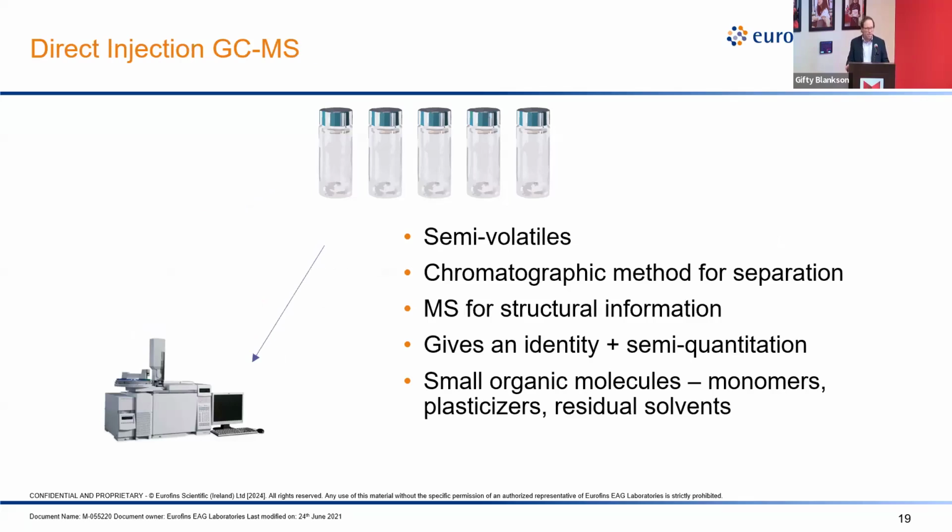Next one's direct injection. This is semi-volatile things. Use chromatography to separate it, MS for that structural information. We got our identity plus semi-quantitation. This is good for small organic molecules. So polymer's made up of monomers. It's really good at catching residual monomers, right?